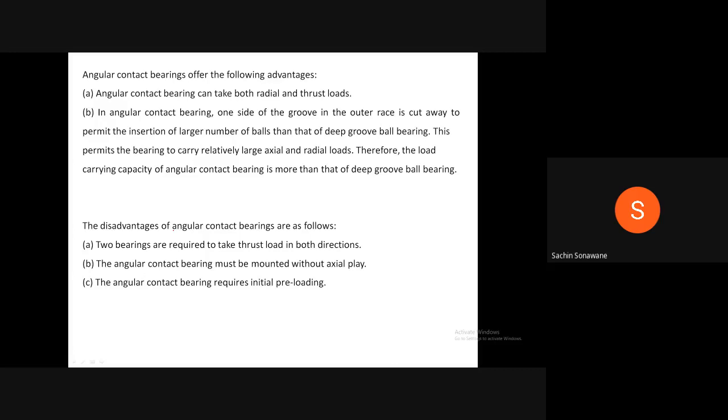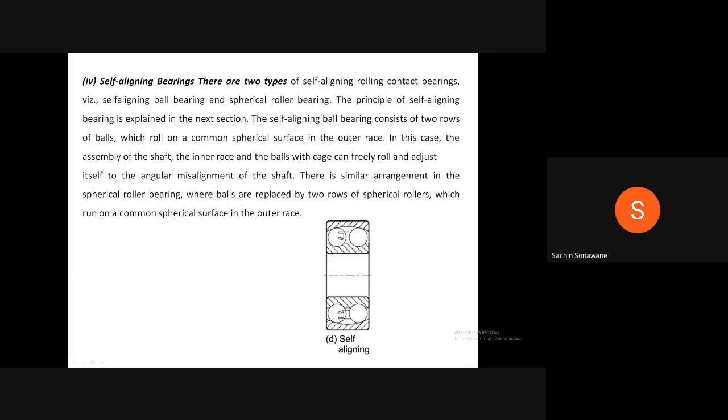Third, the angular contact bearing requires initial preloading. Now, fourth type, self-aligning bearings. There are two types of self-aligning rolling contact bearings: first, the self-aligning ball bearing, and second, the spherical roller bearing. The principle of self-aligning bearing is explained in the next section.